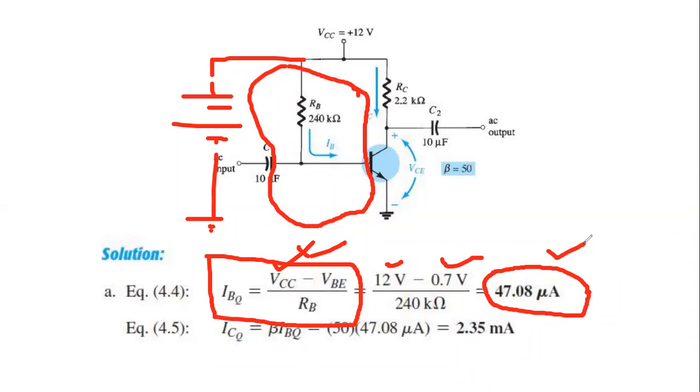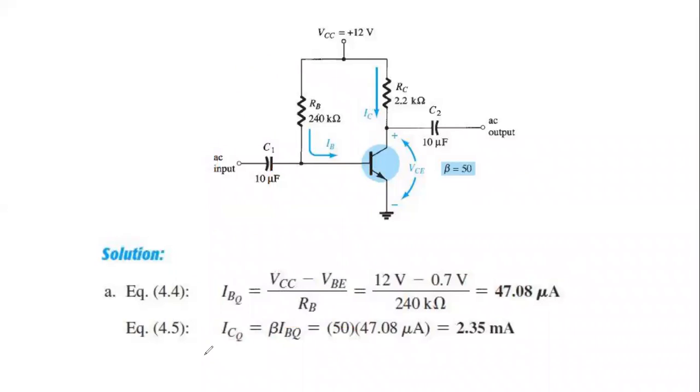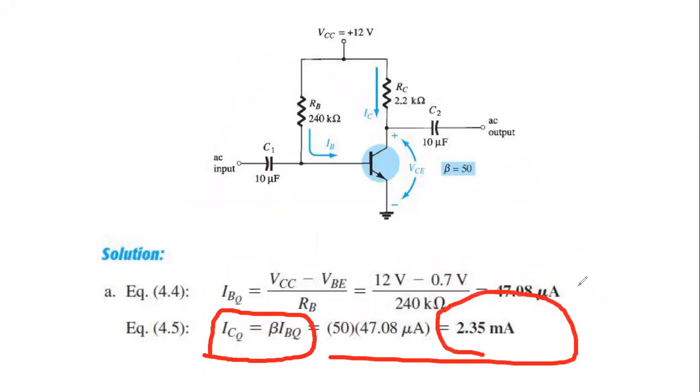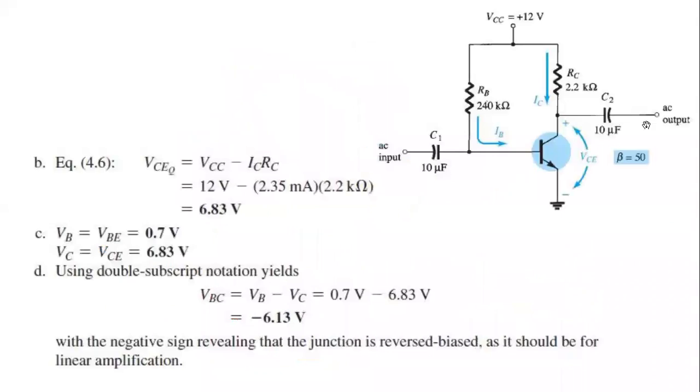That is 47.08 microampere. This is the very tiny current in the base. Now if the beta is given as 50, we can easily multiply with this beta and get the IC current. You see that IC equals beta into IB. If you multiply this, we get the current IC also. So part A is done, and the next is to find out the VCE.